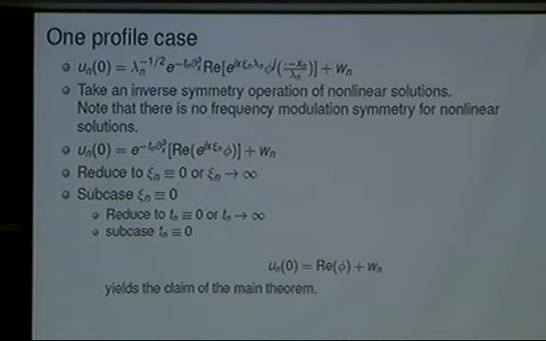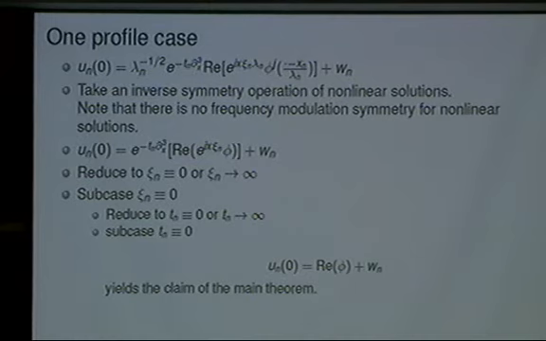Okay. So first of all, when the frequency modulation Cn is 0 and Tn is 0, actually the sequence is written in this form, just the profile times some error. Right? So this is the form after taking the symmetry operation. Because this is just one profile and something converging to 0, that is actually the minimal element. Okay, that is a claim of our main theorem.